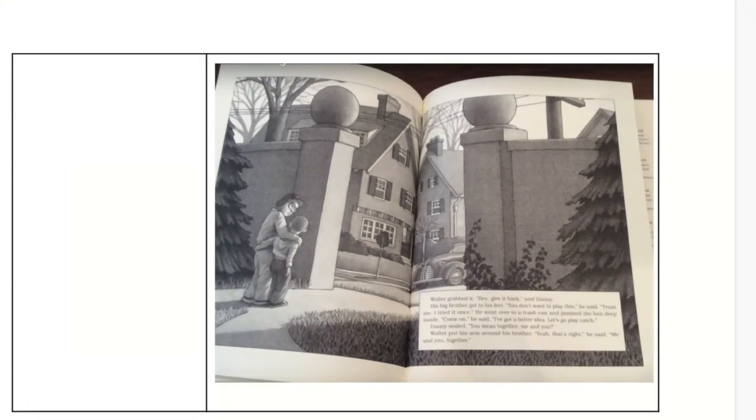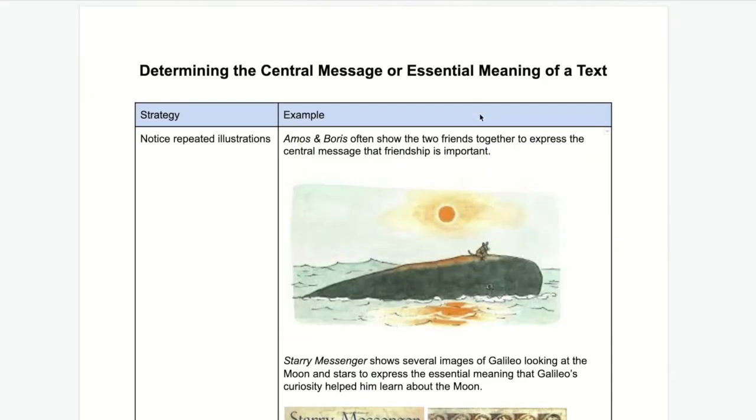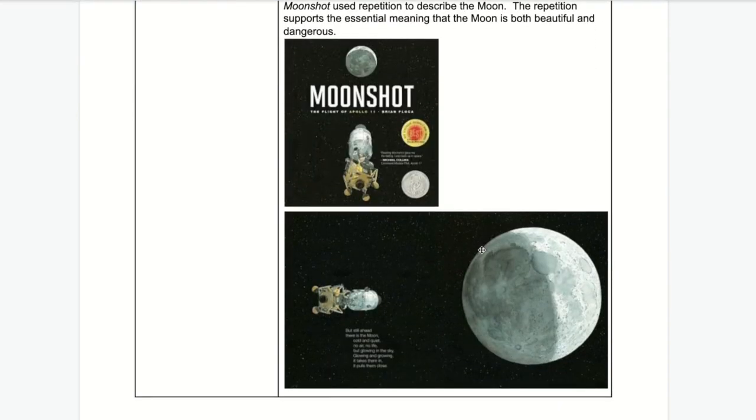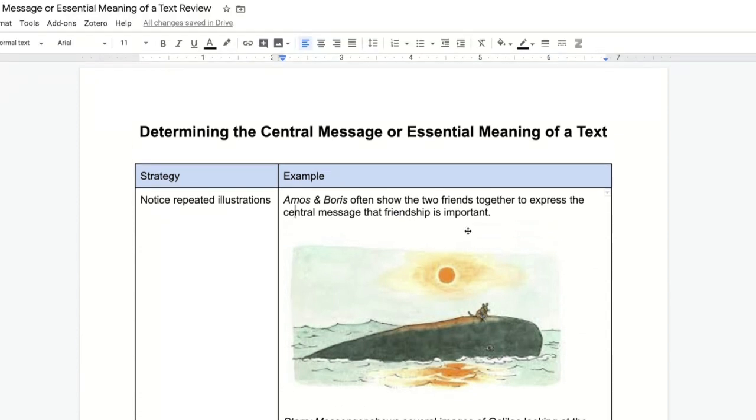And so you see here at the end of the book that their relationship has changed, and Walter is showing love to his younger brother. And so here are 4 examples of the 4 strategies that we just discussed from modules 1 and 2. And so what I want you to do is use this PDF or document to help you figure out the central message for Grandfather's Journey. I'll make this available on Google Classroom so you can take a look at it as well.